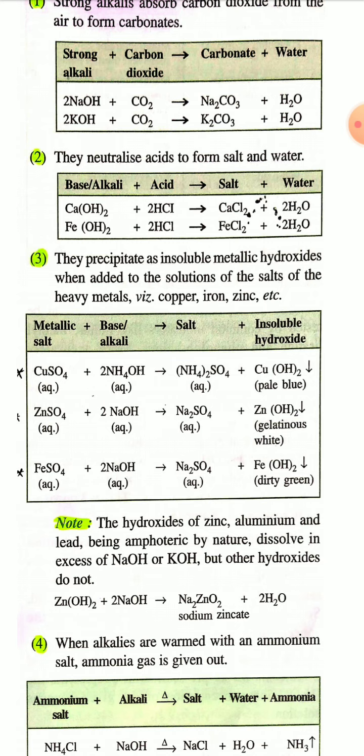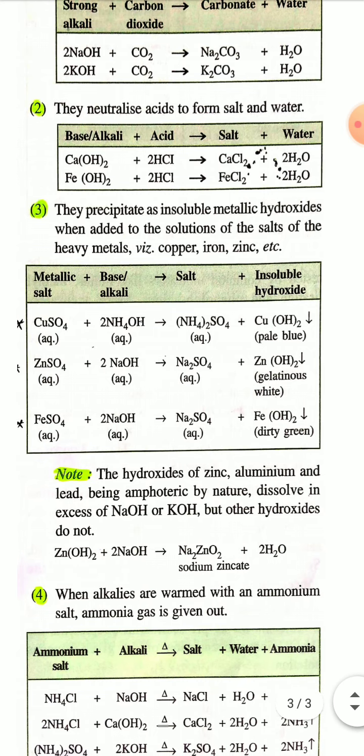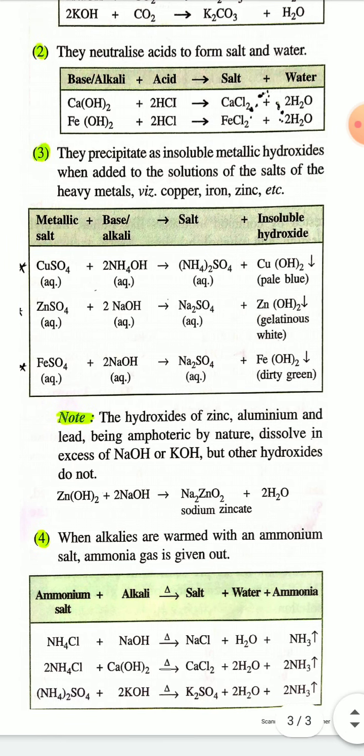For example, when zinc hydroxide Zn(OH)2 reacts with excess NaOH, the gelatinous white precipitate of zinc hydroxide will dissolve. It will form sodium zincate, that is Na2ZnO2, plus water, that is plus 2H2O. Now the fourth and last chemical property of bases is that when alkalis are warmed with an ammonium salt, ammonia gas is given out. So an ammonium salt, when it reacts with alkalis on heating, will form salt, water and ammonia gas.